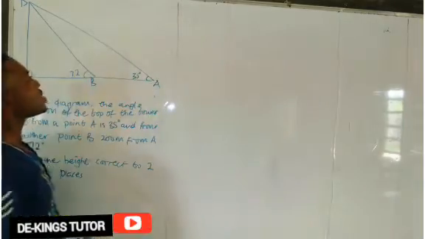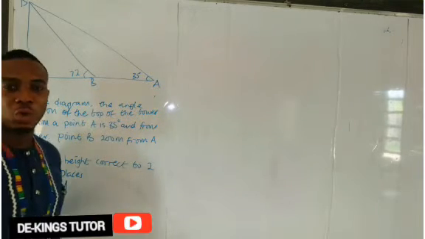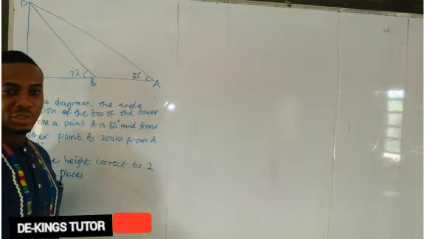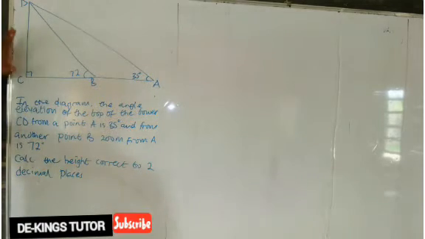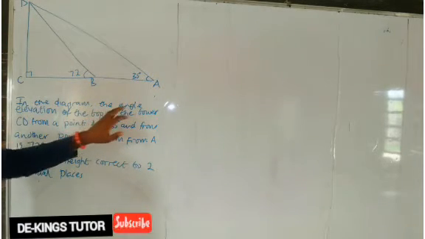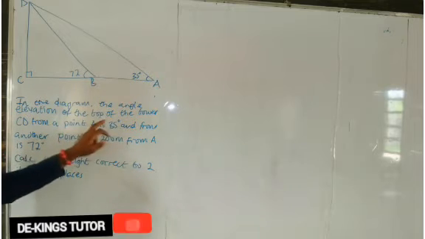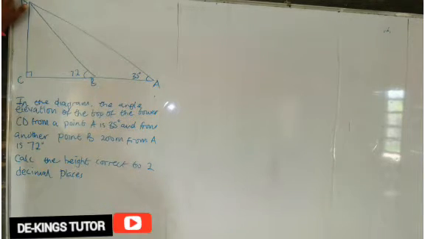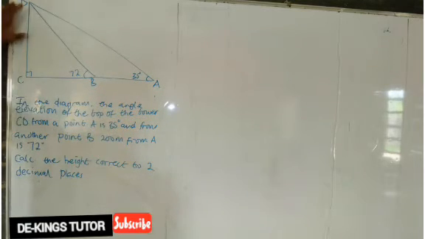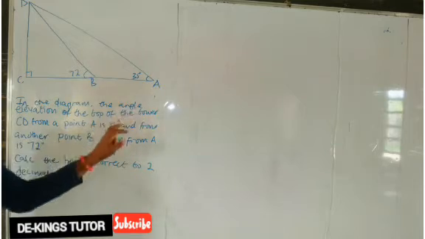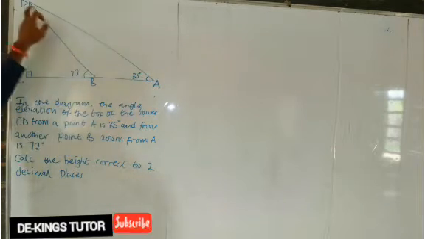Okay, today we want to see a question relating to angles of elevation and depression. It's a past question, okay? We are given this, and it said in the diagram the angle of elevation of the top of the tower, CD, from a point A is 35 degrees, which is this, okay?